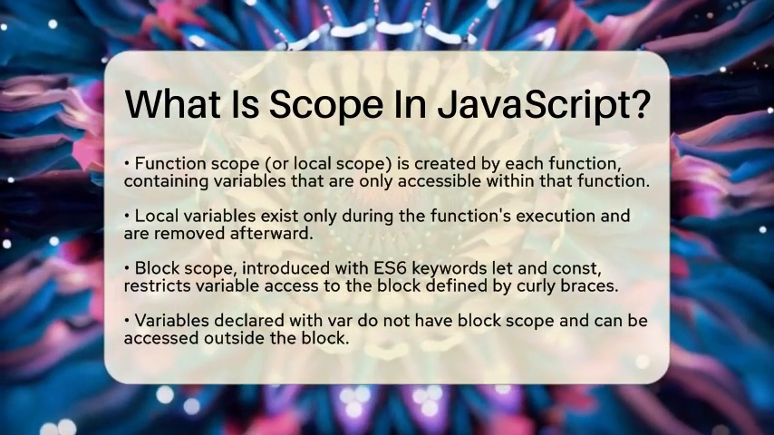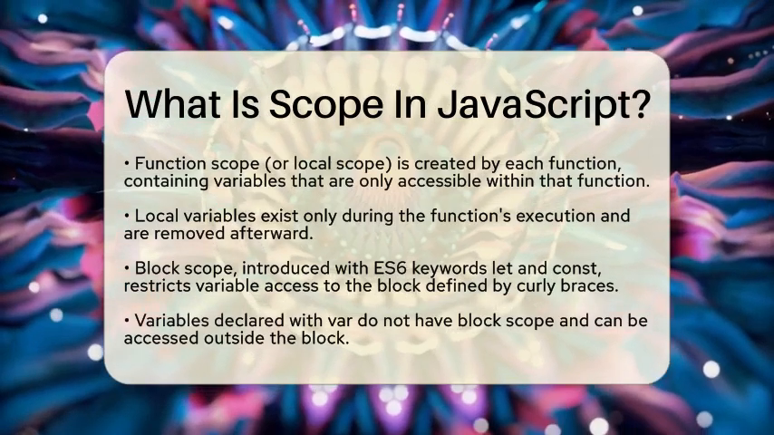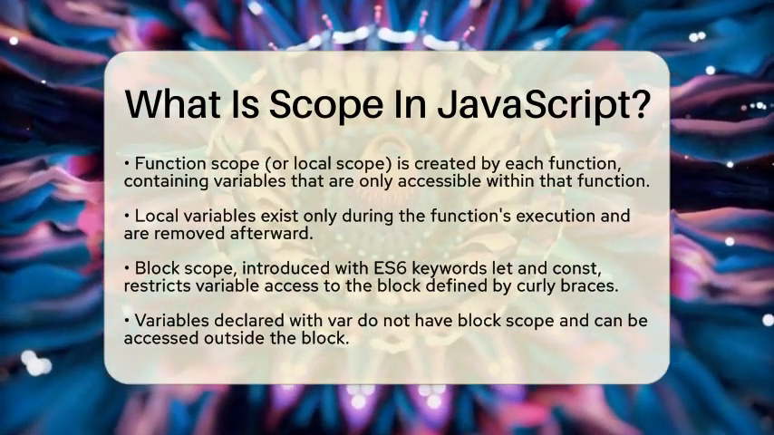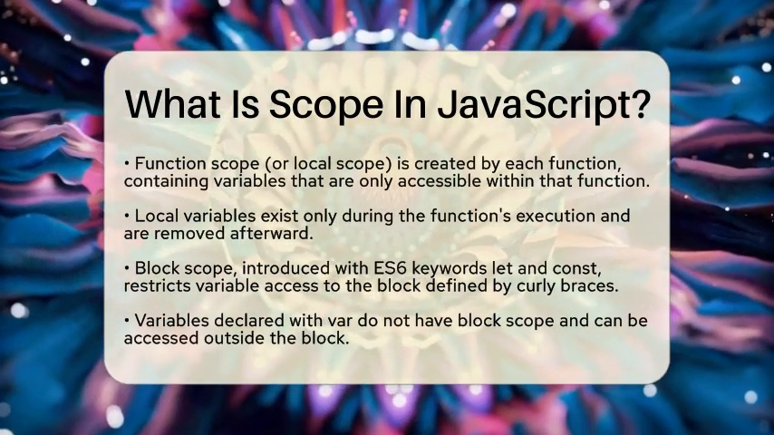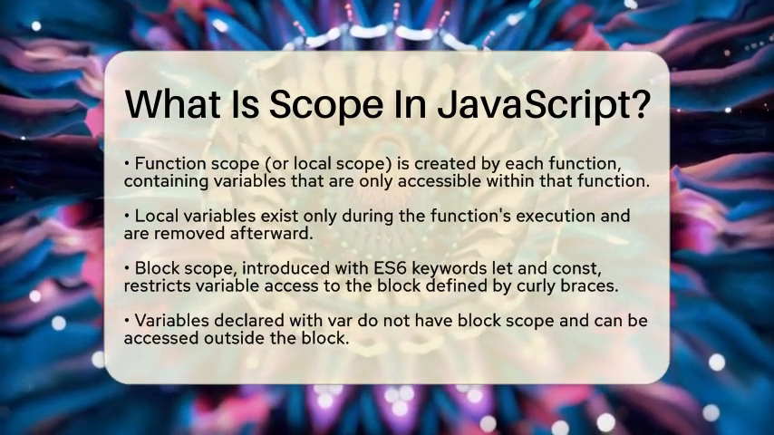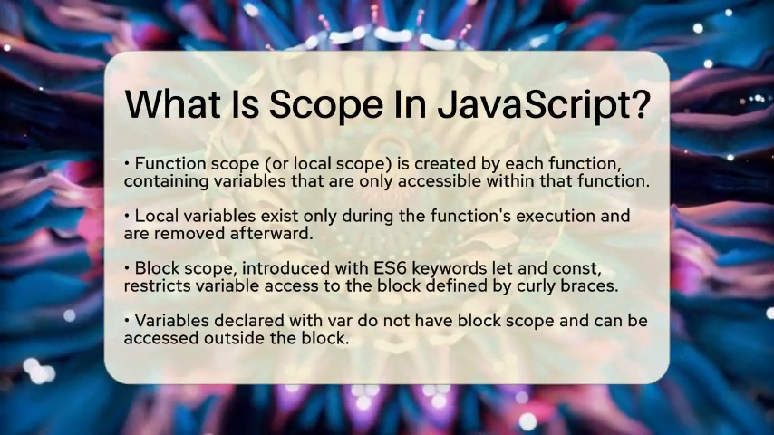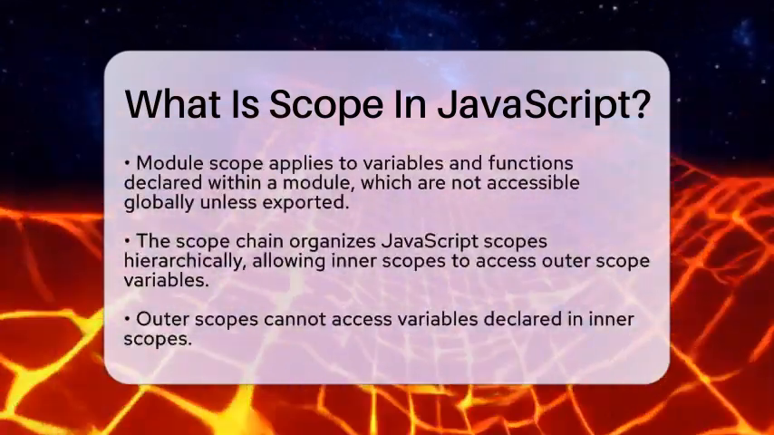Then there is block scope. Introduced with the ES6 keywords let and const, block scope confines variables to the block defined by curly braces. For example, if you declare a variable inside a loop or a conditional, it is not accessible outside that block. In contrast, variables declared with var do not have block scope and can be accessed outside the block.